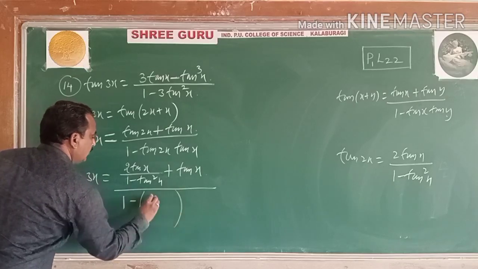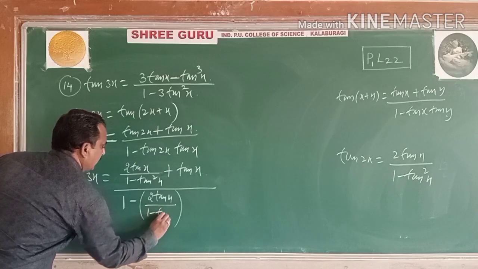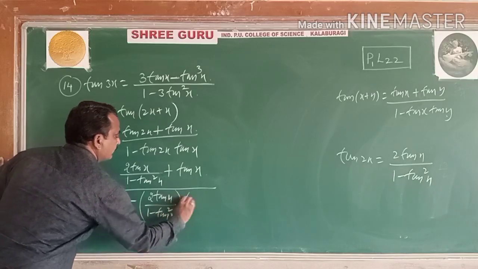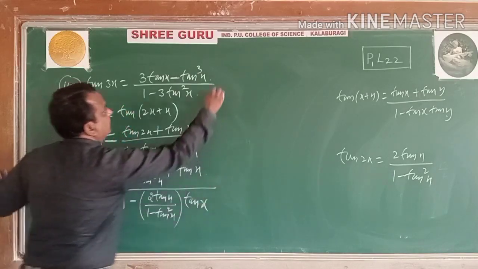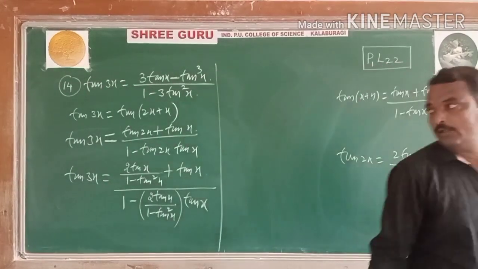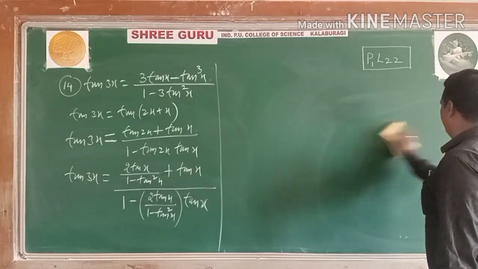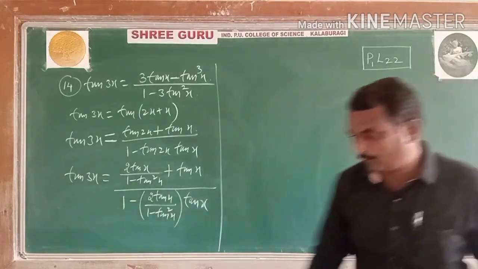what is tan 2x? 2 tan x divided by 1 minus tan square of x, into tan of x into tan of x. This is what? The tan of 3x formula.